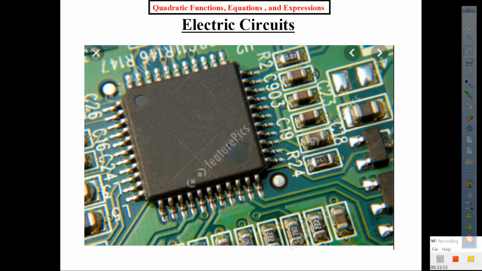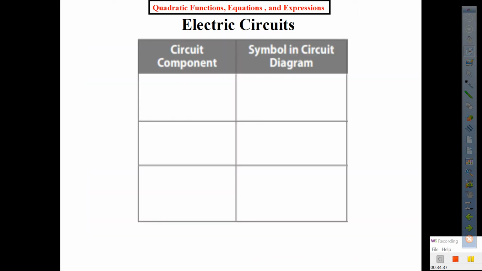Today I'm going to introduce you to 3 components that we're going to be working with and doing mathematics with. Here they go. Copy this table, please. Electric circuits. It's going to be a two-column table. On the left column, you're going to label it circuit component. On the right side, symbol in circuit diagram. So here we go. The first component, known as a resistor. The resistor, the symbol looks like this. It's like a little wire with a zigzag.